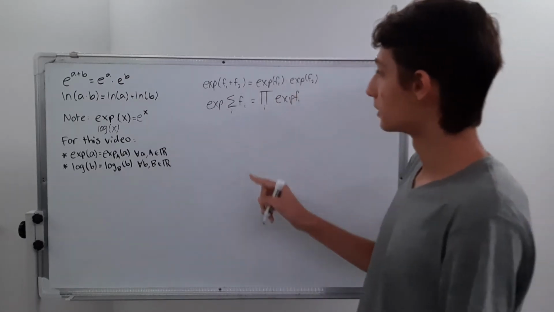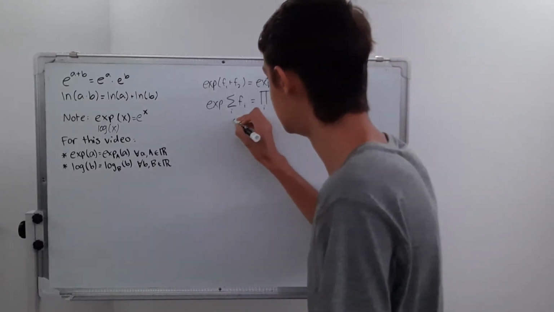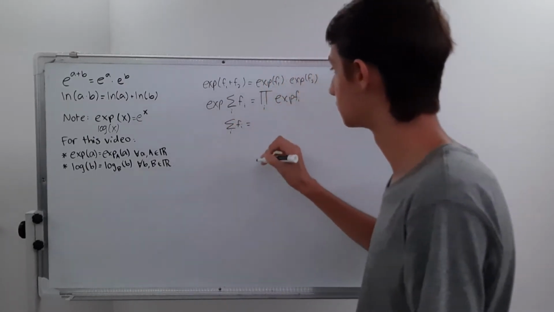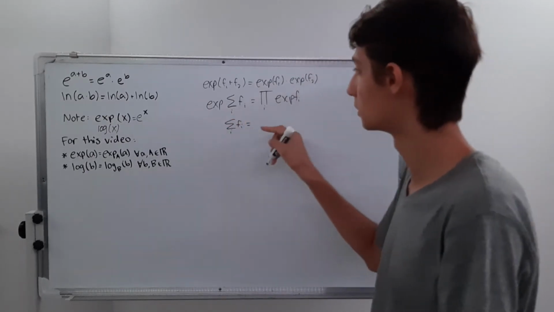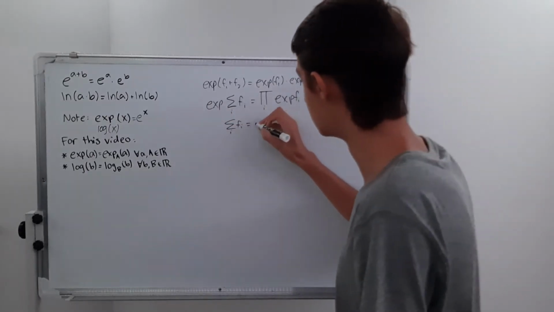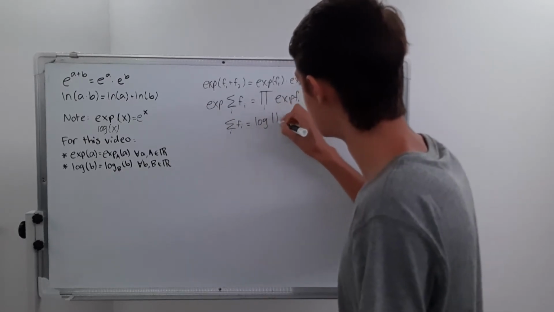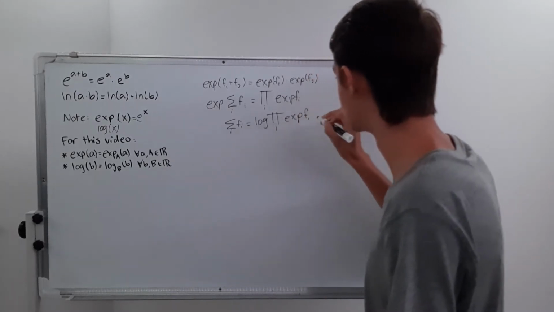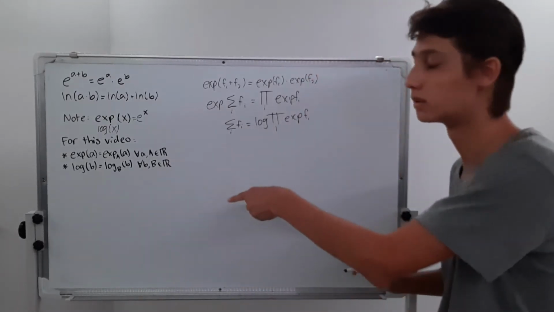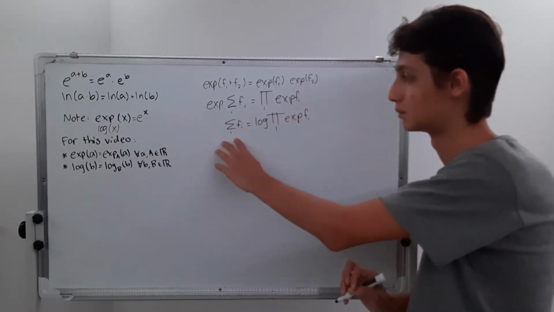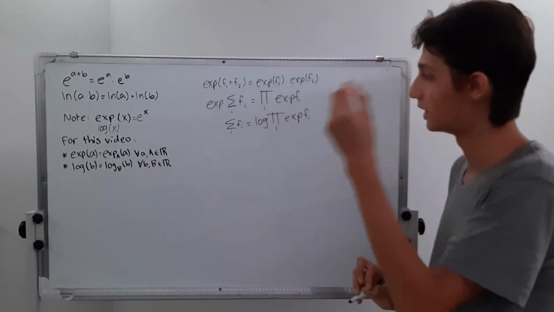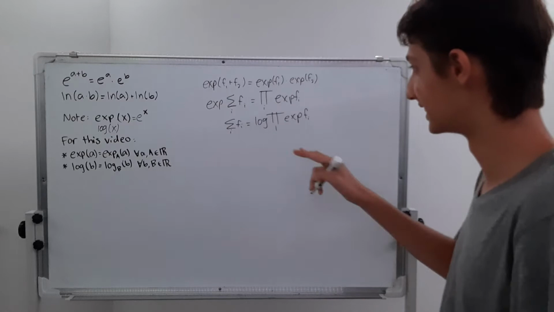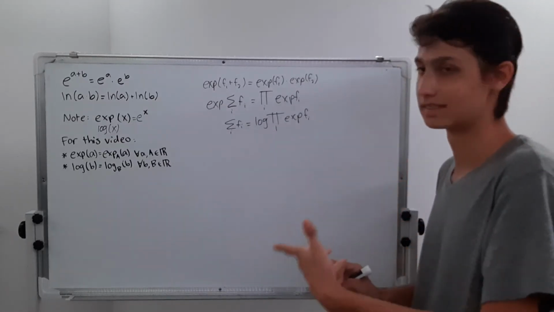That's a really cool property, because from here you can derive that the sum of any function f sub i is equal to, if you take the logarithm on both sides, as long as it's the same base, the log of the product over i of the exponential of our functions. That's a really solid relationship between the sum and the product. Basically, the sum is just the logarithm of the product of the exponentials, which is a mouthful to say, but that's a really cool property.